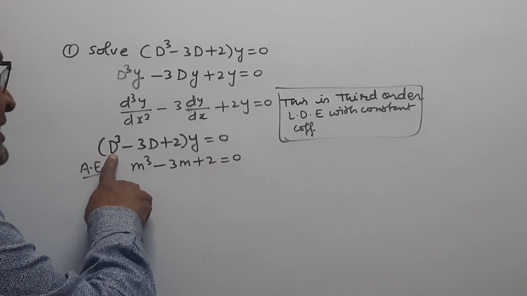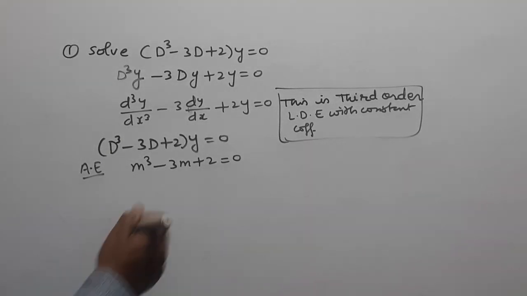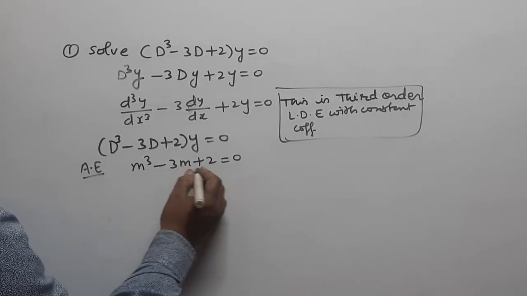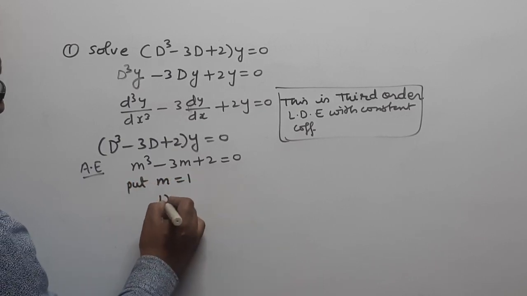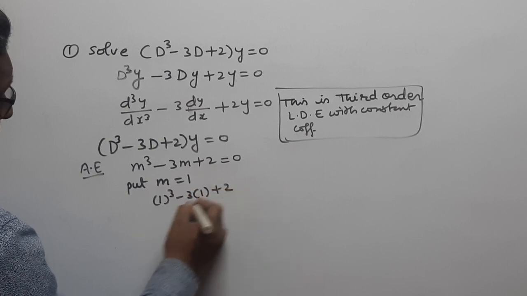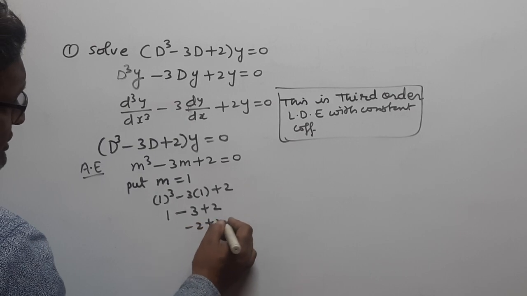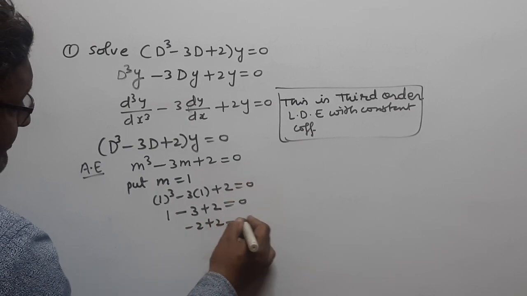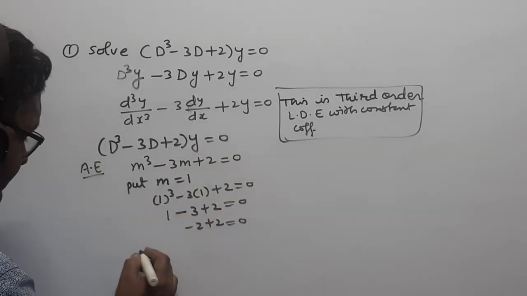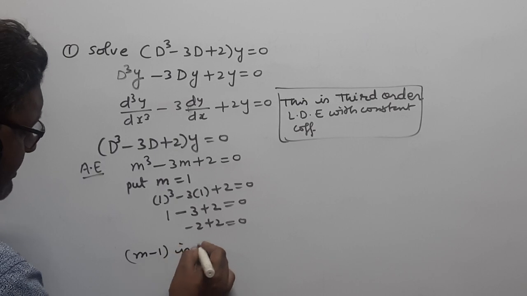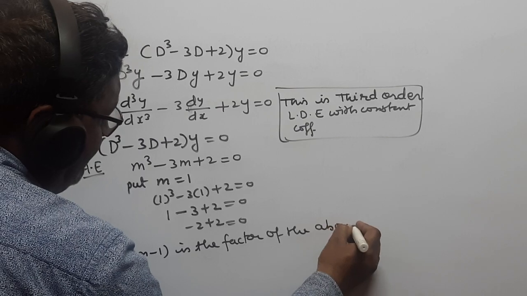When we find the auxiliary equation, put D equal to m. In place of D we put m, so this is m cube minus 3m plus 2. Solving this, put m equal to 1. If we put m equal to 1, we get 1 cube minus 3 multiplied by 1 plus 2. So 1 cube is 1, minus 3, plus 2, which is minus 2 plus 2, equal to 0. So m minus 1 is a factor of the above equation.